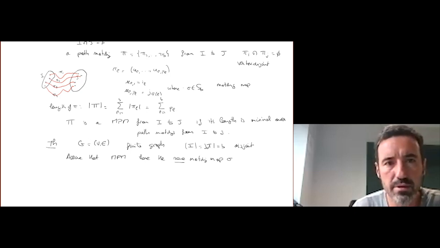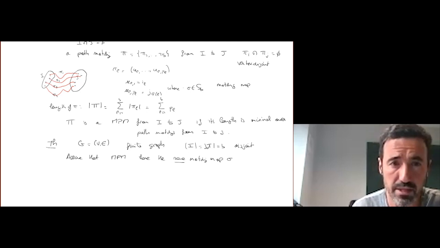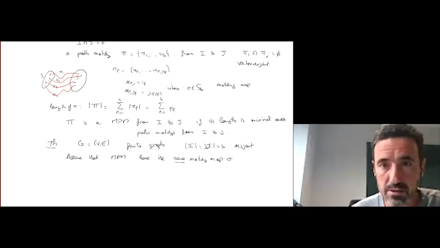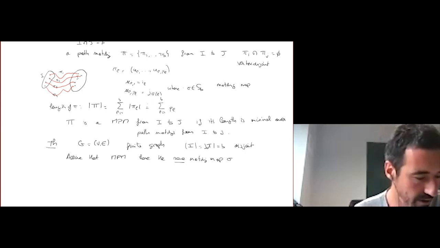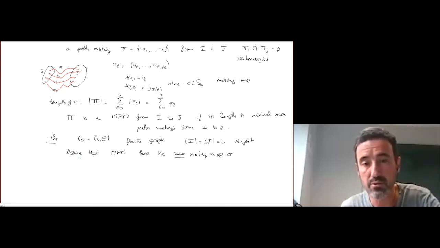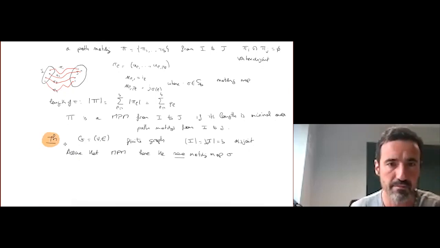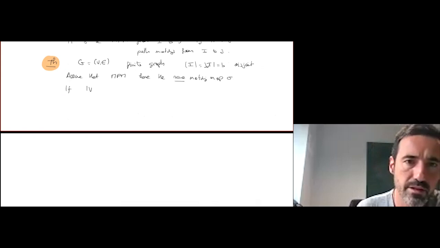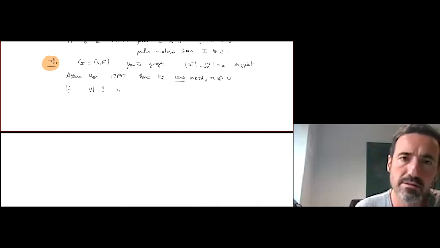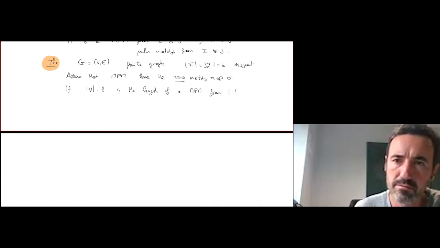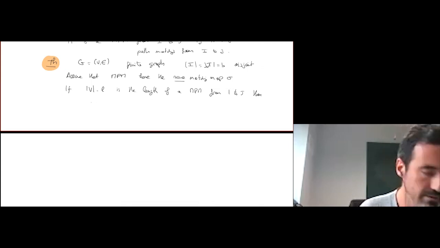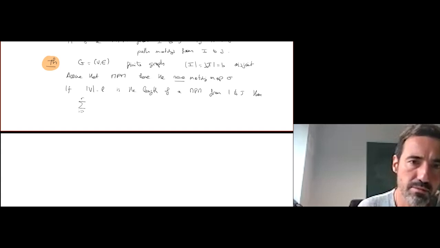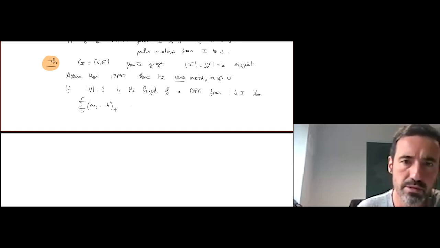Okay, so we assume that there could be multiple ways to go from I to J with a minimal number of steps, but the matching maps are always the same. So for example, it's true if there is a unique minimal matching map. Then we have the following statement: if cardinal of V minus L is the length of a minimal path matching map from I to J, then if you sum over all eigenvalue multiplicities, subtract b, and take the positive part, it's less than L.